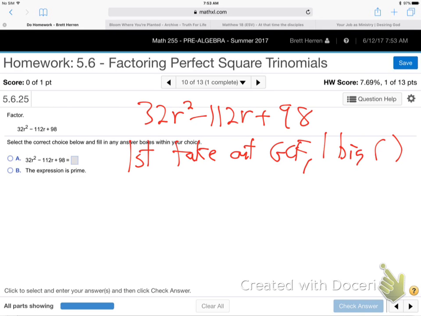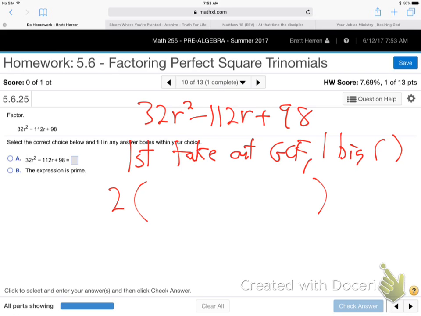Remember how you were supposed to look for that first? I just haven't been mentioning it because it didn't exist in any of the others. What am I talking about? There's a GCF up there. What number goes into 32, 112, and 98? For sure, 2. Would 4 go in? No, because 98 doesn't. So only 2. We're going to put a 2 on the outside, one big parenthesis.